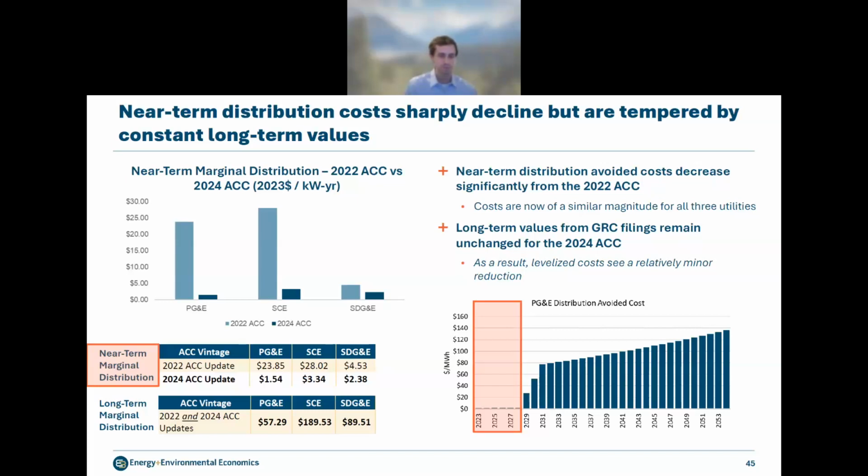And maybe in the next two-year update, we could think about marrying the methodologies together. Because on a marginal basis, I just don't know that it makes sense to have crazy fluctuation.